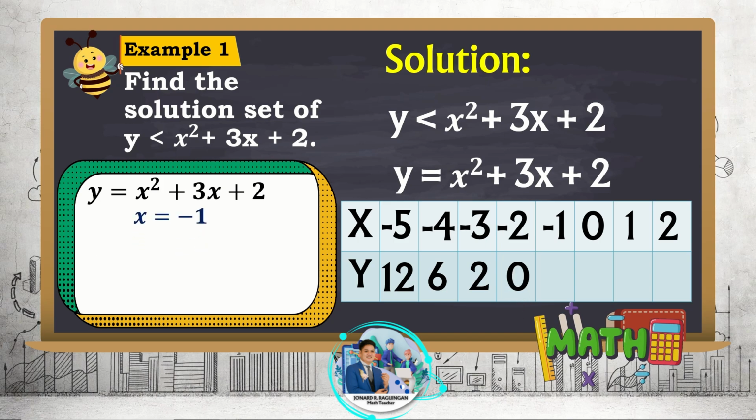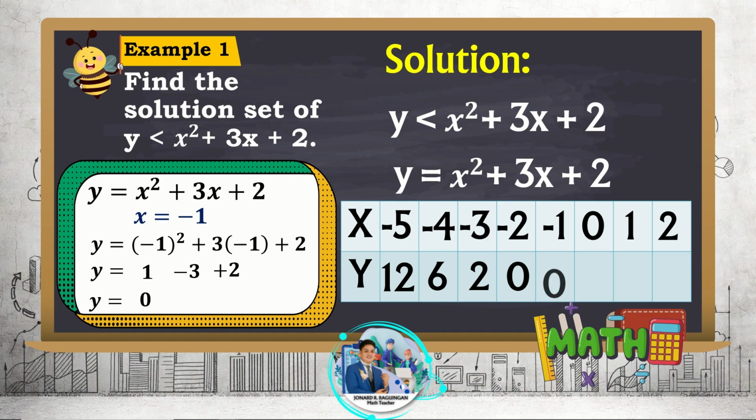For x equal to -1, substitute this value to solve for y. We have y is equal to the square of -1, plus 3 times -1, plus 2. Then simplify. The square of -1 is 1. 3 times -1 is -3. Plus 2. Then 1 minus 3 plus 2 is 0. So, if x equals -1, then y equals 0.